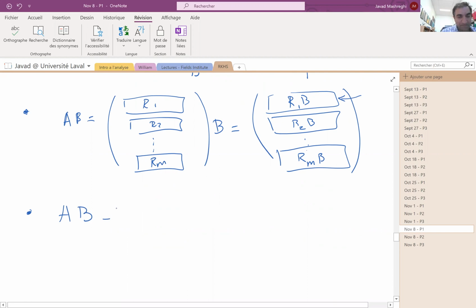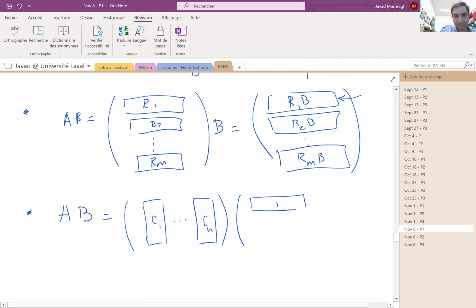And another one, which was kind of new for me, but it's very interesting, and we need it here. We look at A as a column matrix, C1 up to, say, Cn, and B as a row matrix. And note that it has to be Bn.